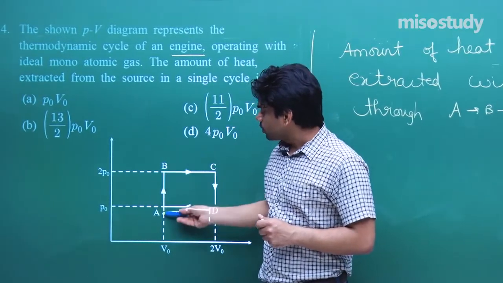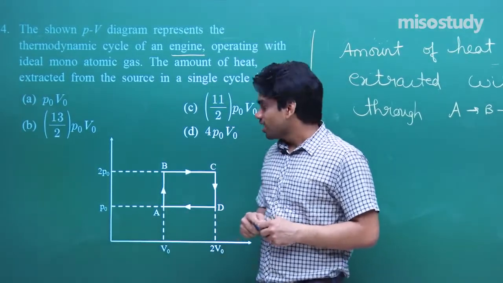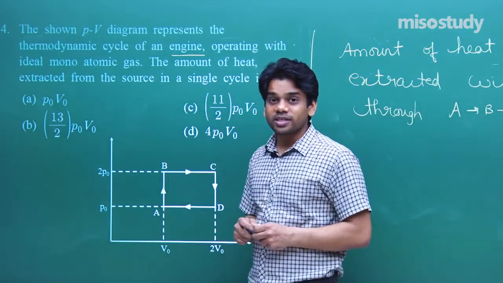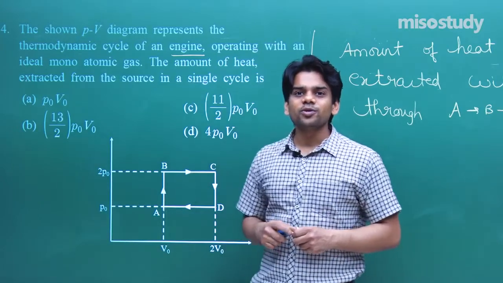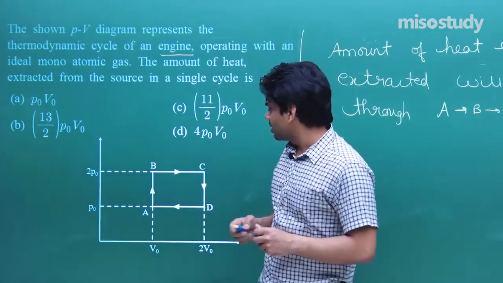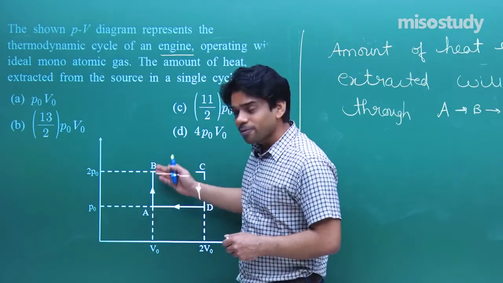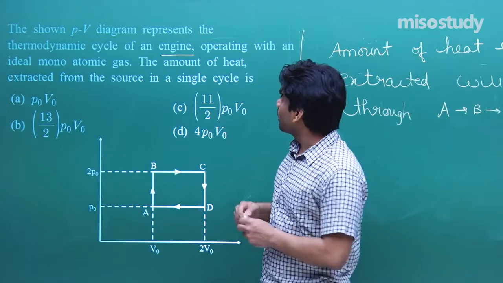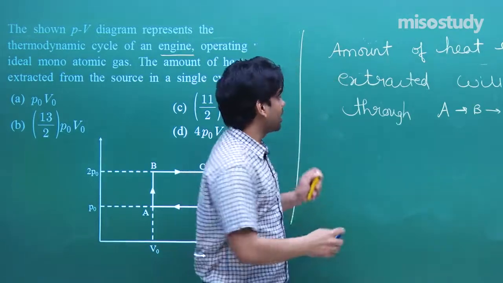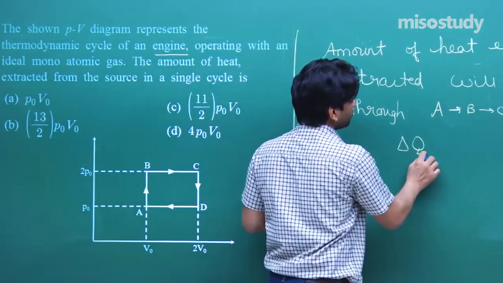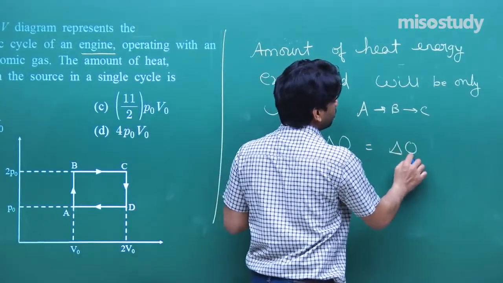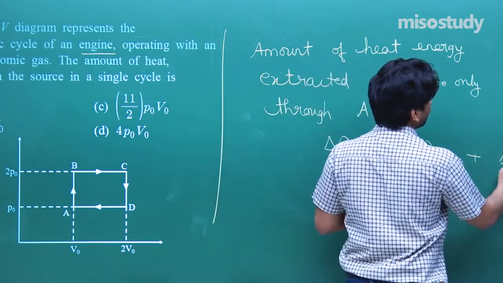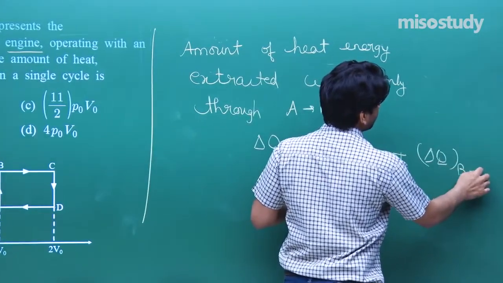For A to B, the pressure is changing, the volume remains constant. You can use the value of nCv delta T, because there will be no work done. We can use nCv delta T for B to C. So I'm going to write here the amount of heat energy extracted as delta Q will be equal to delta Q from A to B plus delta Q from B to C.